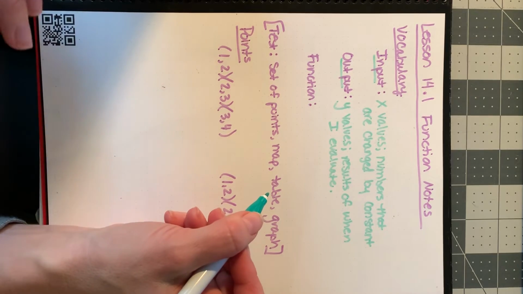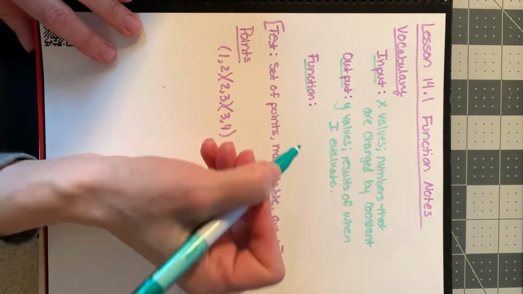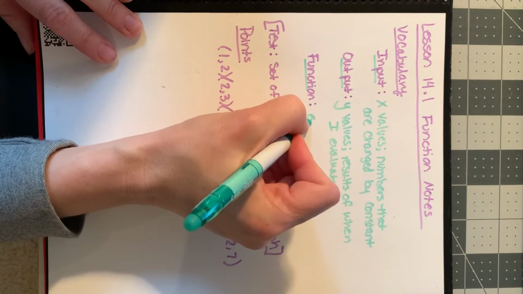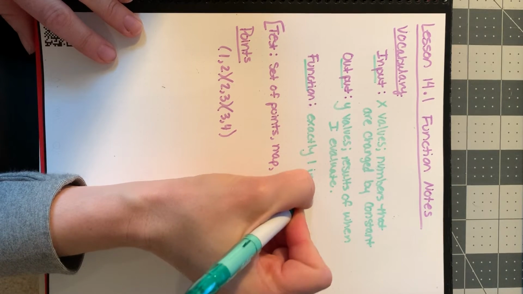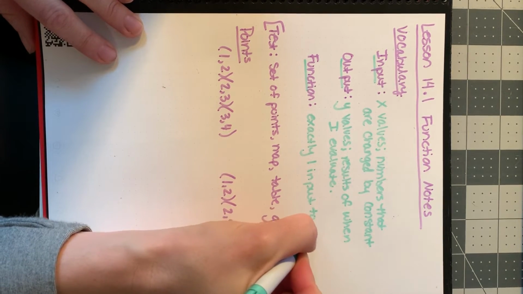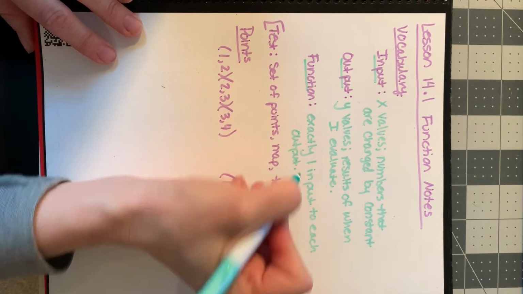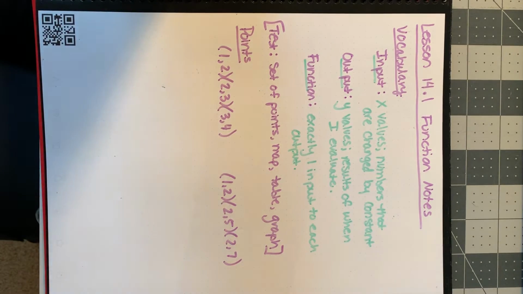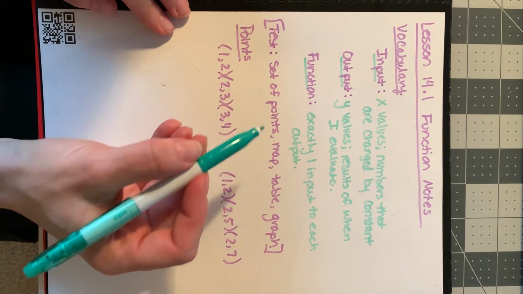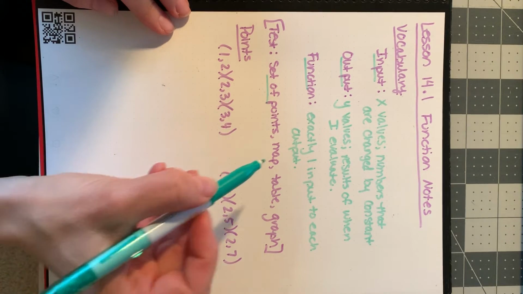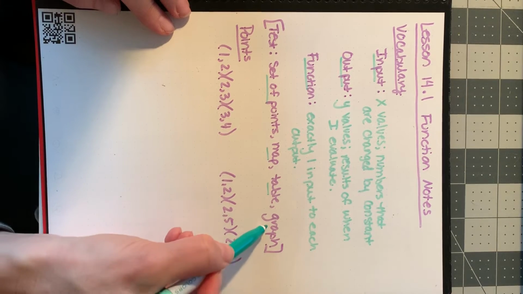And then when we're looking at these relationships, we're going to be calling these things functions. So something is a function when there is exactly one input to each output. And we're going to look at that in 4 different ways, okay? There's going to be 4 different setups that we'll be able to test if something is a function. We're going to look at a set of points, we're going to look at a map, we're going to look at a table, and we're going to look at graphs.